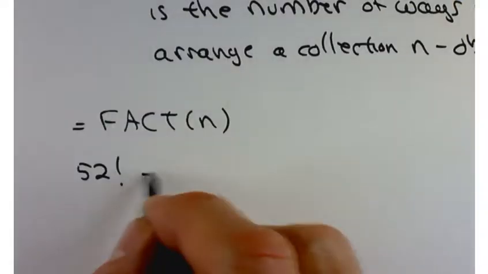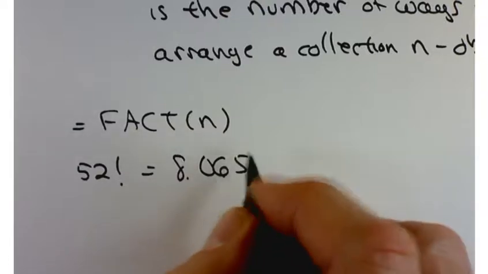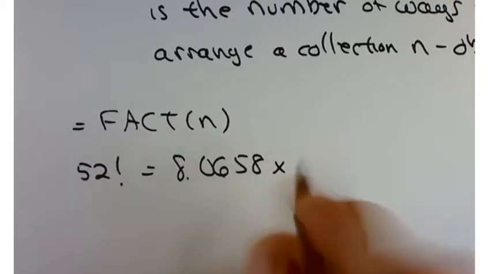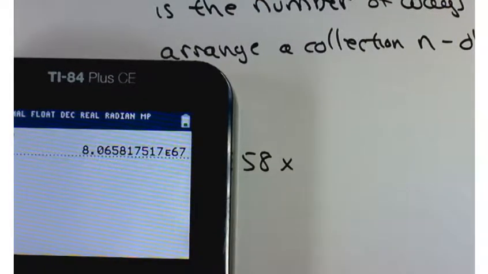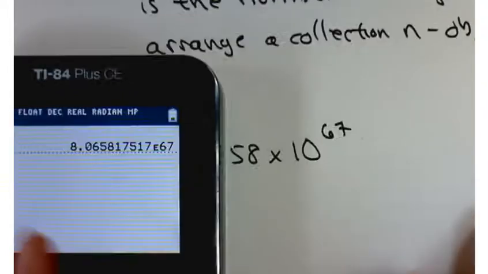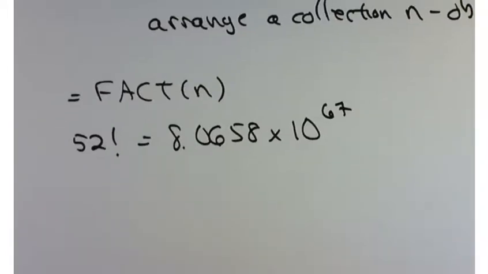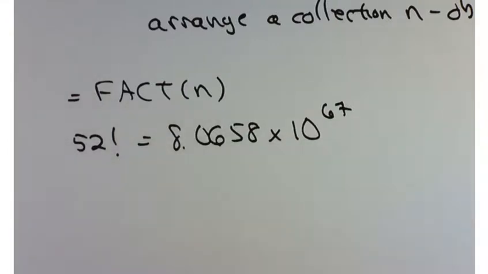Whoa! So I'm getting 8.0658E67. Remember, that's a number in scientific notation. So it really means times 10 to the 67th power. If I wanted to write this out in decimal notation, I'd probably have you guys do it. No kidding. You'd have to move the decimal 67 places to the right. That'd be a huge number.